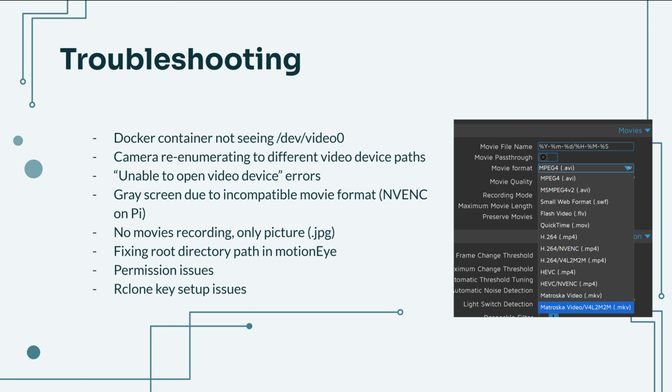I also ran into an issue where only pictures were being saved but not videos. That one was confusing because the camera feed looked fine, but after digging into the logs, I found that the root directory in my MotionEye settings was wrong. It pointed to a folder that didn't exist, and once I corrected it, the videos started saving again.